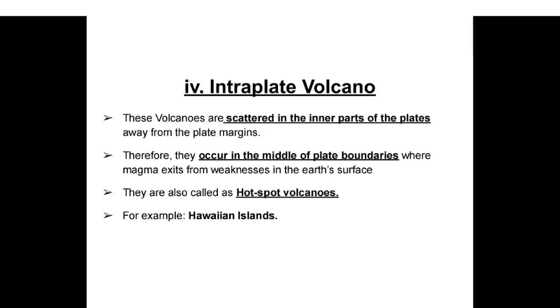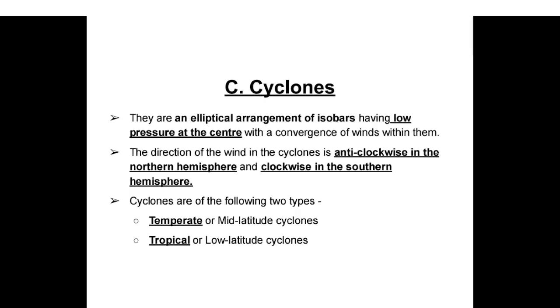Intraplate volcano. These volcanoes are scattered in the inner parts of the plates away from the plate margins. Therefore, they occur in the middle of the plate boundaries where magma exits from weaknesses in the Earth's surface. They are also called hotspot volcanoes. Example, Hawaiian Islands.